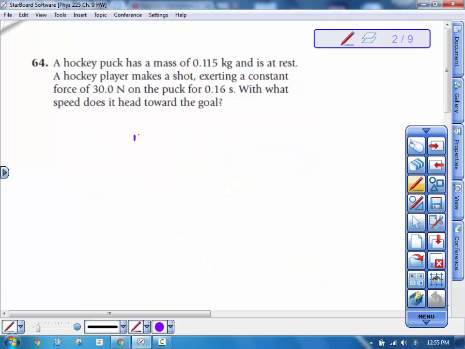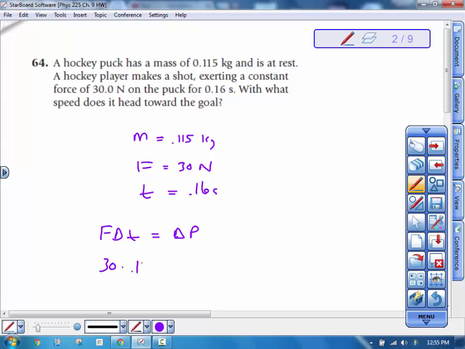A hockey puck has a mass of 0.115 kilograms and it's at rest. A hockey player makes a shot exerting a constant force of 30 newtons on the puck for a time of 0.16 seconds. With what speed does it go towards the goal? Well, once again, force times change in time equals change in momentum. So we have 30 newtons times 0.16 seconds equals final minus initial momentum.